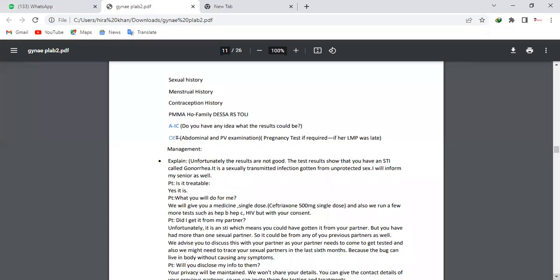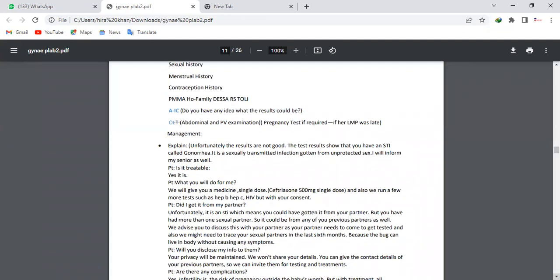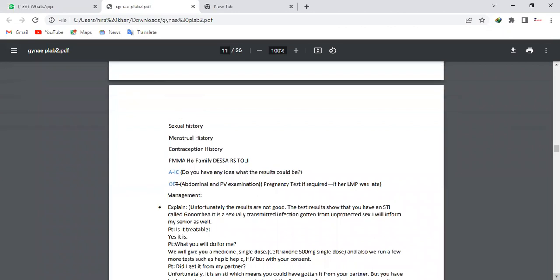Then, did I get it from my partner? Now, first of all, I want to ask you people how you are going to address this point here, because that is a very sensitive question. Did I get it from my partner, doctor? Anybody answer? Let me choose one of you, Dr. Sudhan, I guess. Dr. Sudhan, can you please address my concern? Did I get it from my partner?